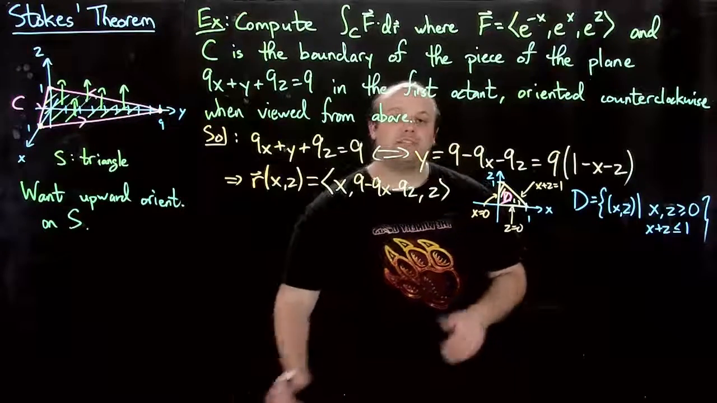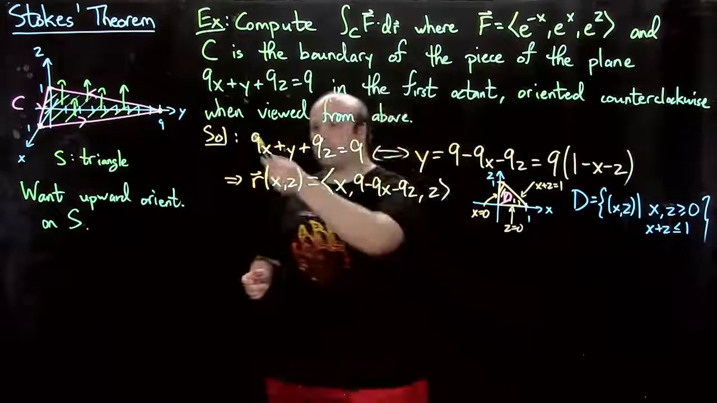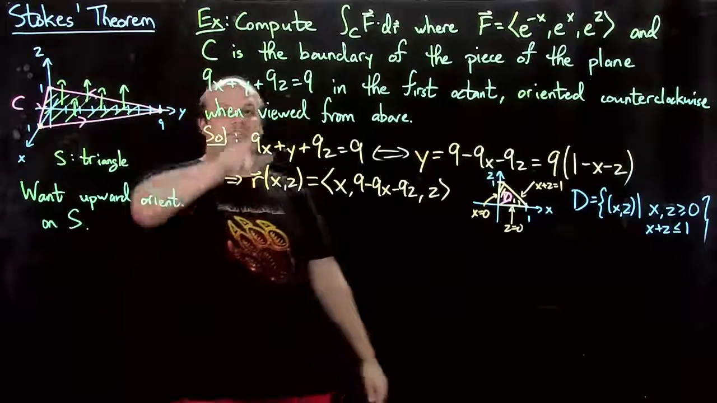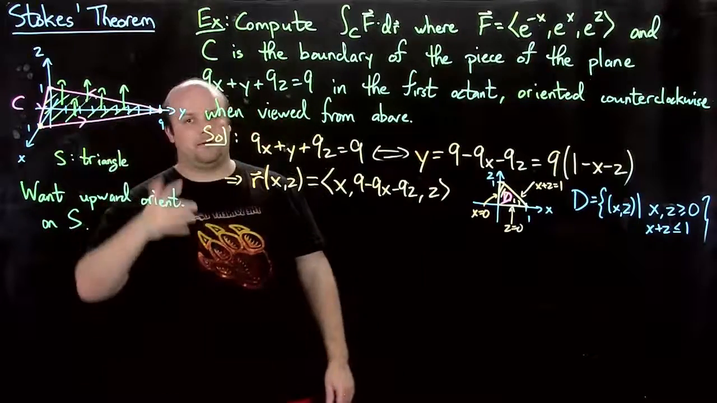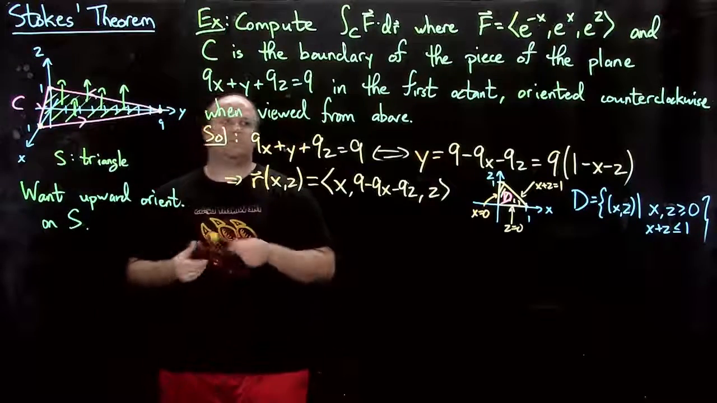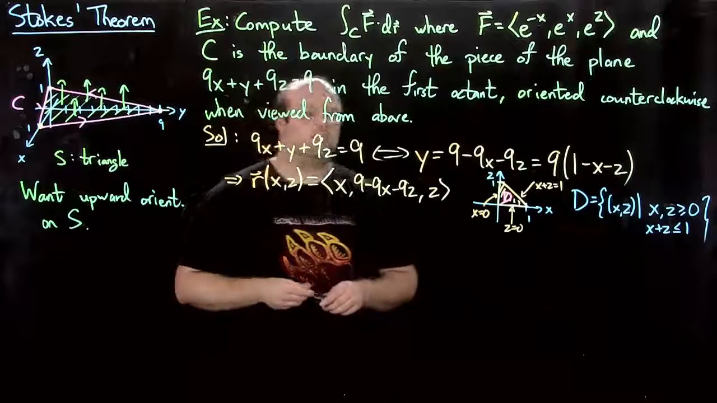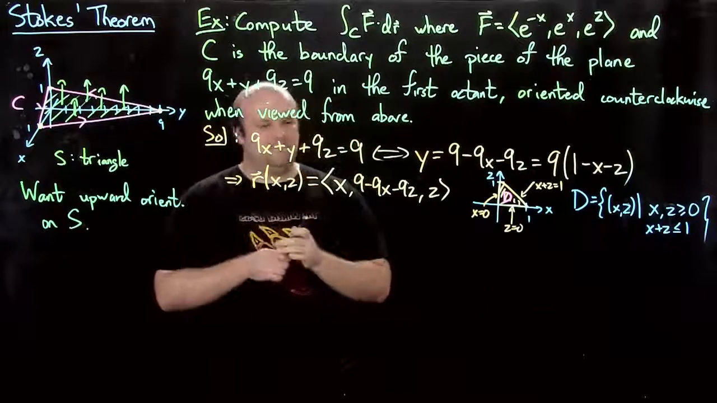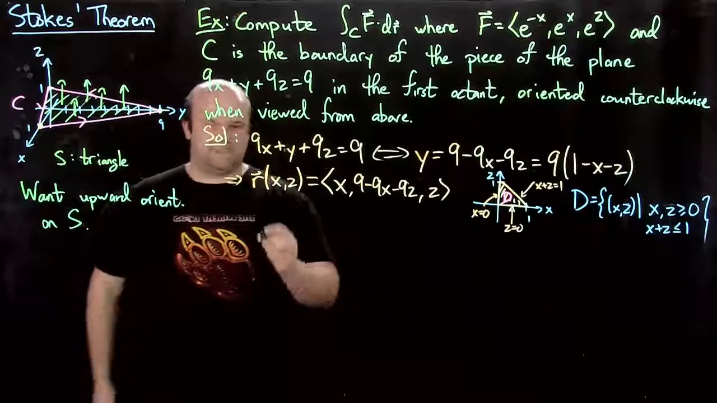So we've parameterized the surface now, the triangle that fills in this curve. In other words, it literally is just the piece of this plane that sits in there. Now we need to use Stokes Theorem, which means we're still finding the orientation. So let's take the derivatives of this parameterization.